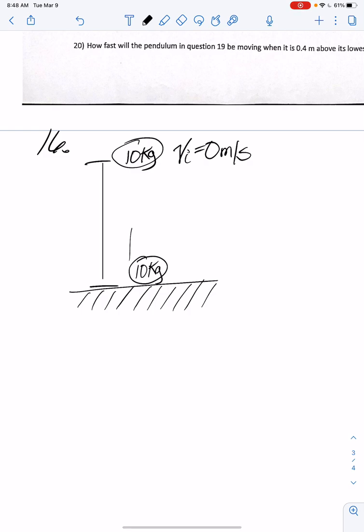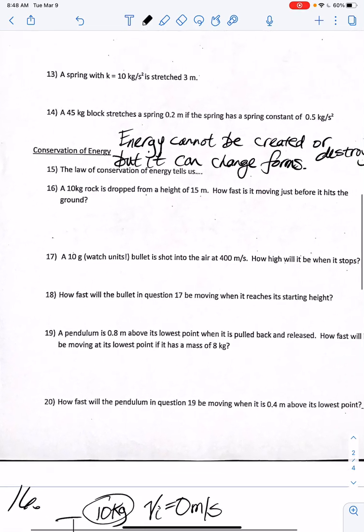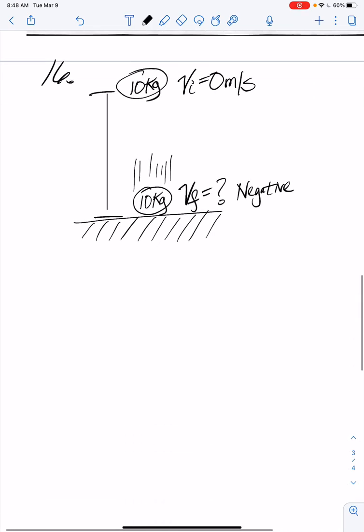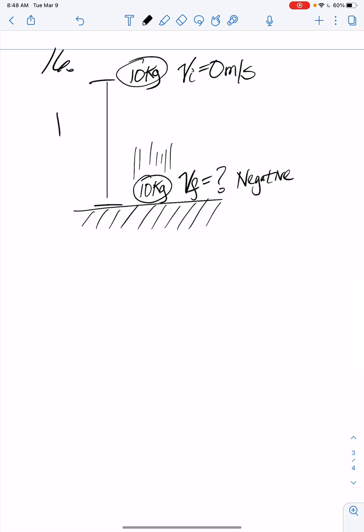Now this is right before it hits the ground. Obviously you're like, oh, it fell, it hit the ground, well, it's 0. No. This is right before it hits the ground, so it's going to have some final velocity, and it's going to point in the negative direction, right? Because down is most likely negative. All right, so let's go back up and get the height here. The height says it's 15 meters, and we want to know what this v_f is, or how fast it's moving right before it hits the ground. Our variable for height is going to be h.